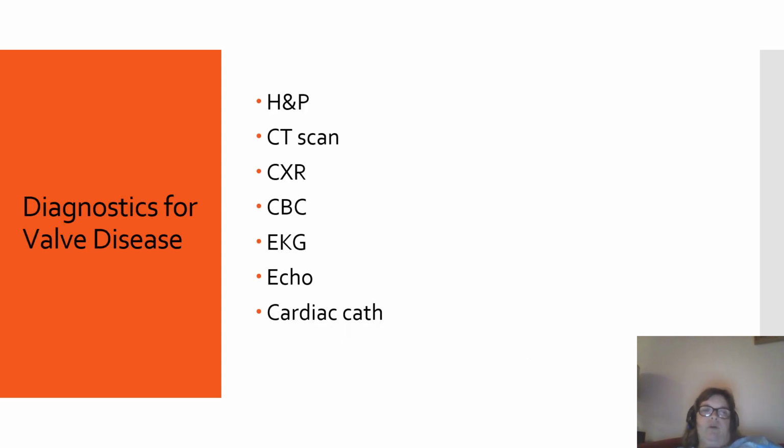Diagnostics for valvular heart disease, again, we'll talk about their history and physical. In this case, we want to know also their dental history, if they had childhood diseases, because sometimes that causes some rheumatic heart problems. CT scan, chest x-ray, CBC, EKG. They'll do an echocardiogram. They want to see if there's regurgitation or stenosis, if there's a backflow of the blood, and they'll do cardiac cath.